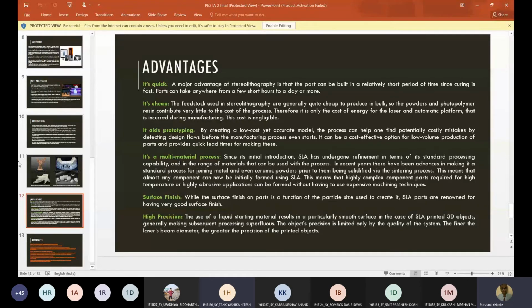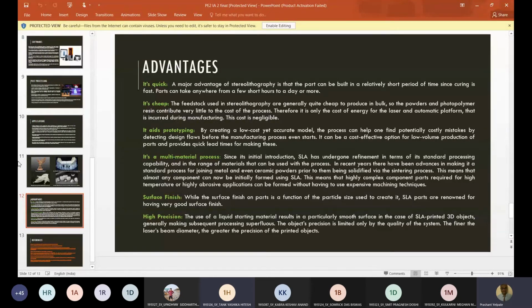Also, it's a multi-material process. In recent years, there have been advances in making it a standard process for joining metal and even ceramic powders before being solidified. That means any component can now be initially formed using SLA. Highly abrasive applications can be formed without the use of expensive machining techniques.